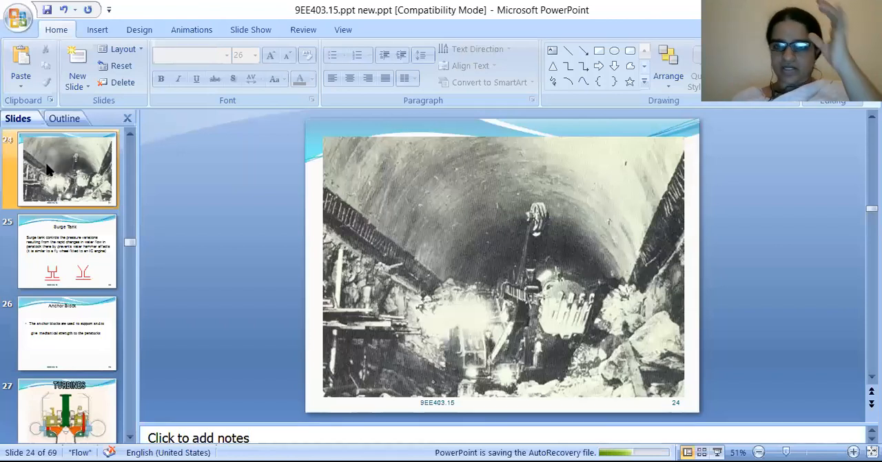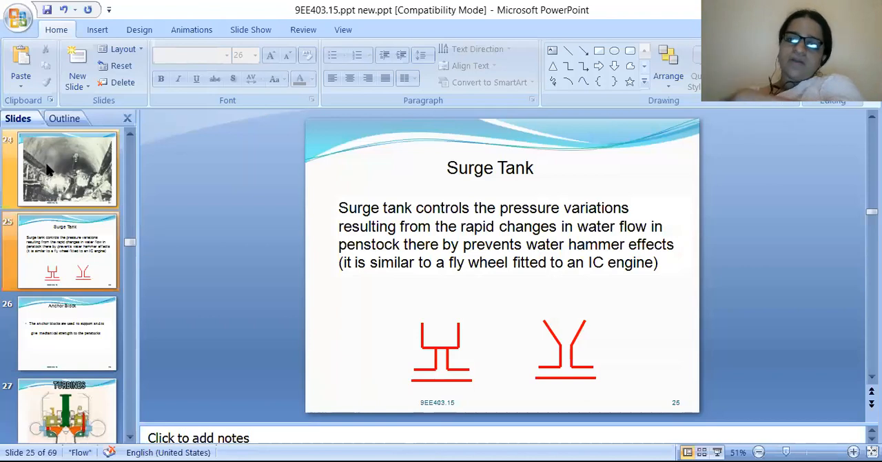Right. This is a penstock only, where they are showing the picture from inside the penstock. The picture from the inside of the penstock is taken here. Okay, now coming to the surge tank, I will explain once again about the surge tank.